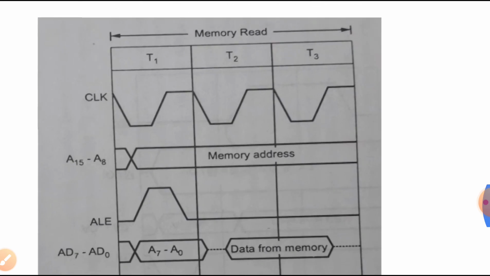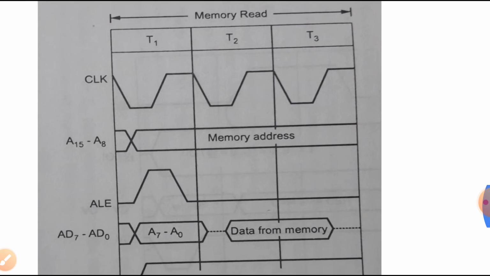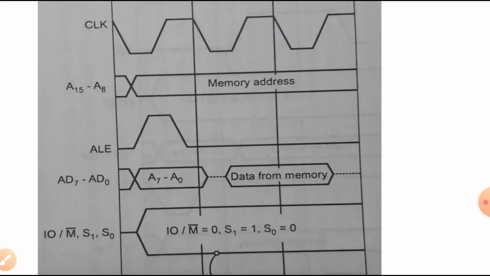So this is always given. So what happens in case of T1? In T1, the address will be available. The higher order address is available on the higher order address bus, and the lower order address is available on the lower order address bus, and it remains activated only once.